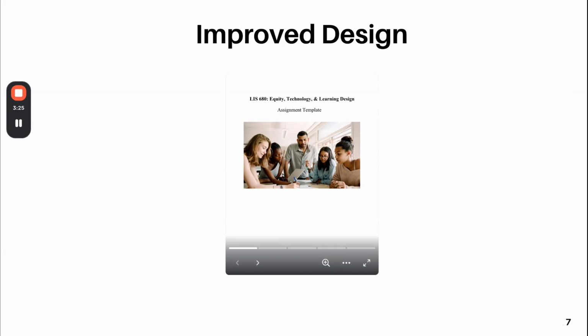Now let's look at how we can improve this. By redesigning assessments with clarity and structure in mind, we can make them more accessible and easier to complete.